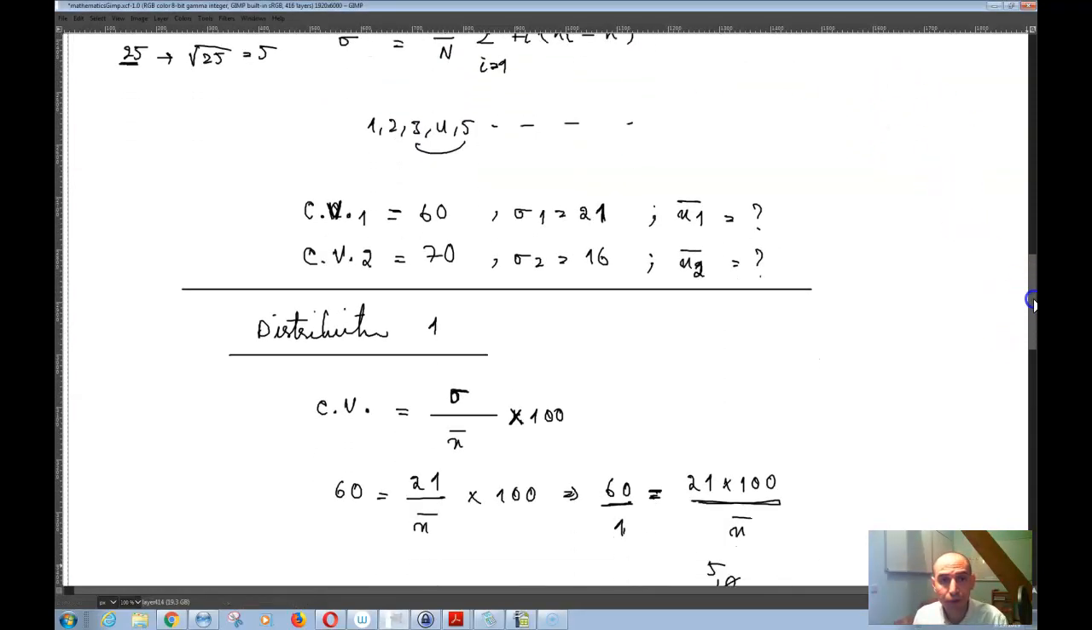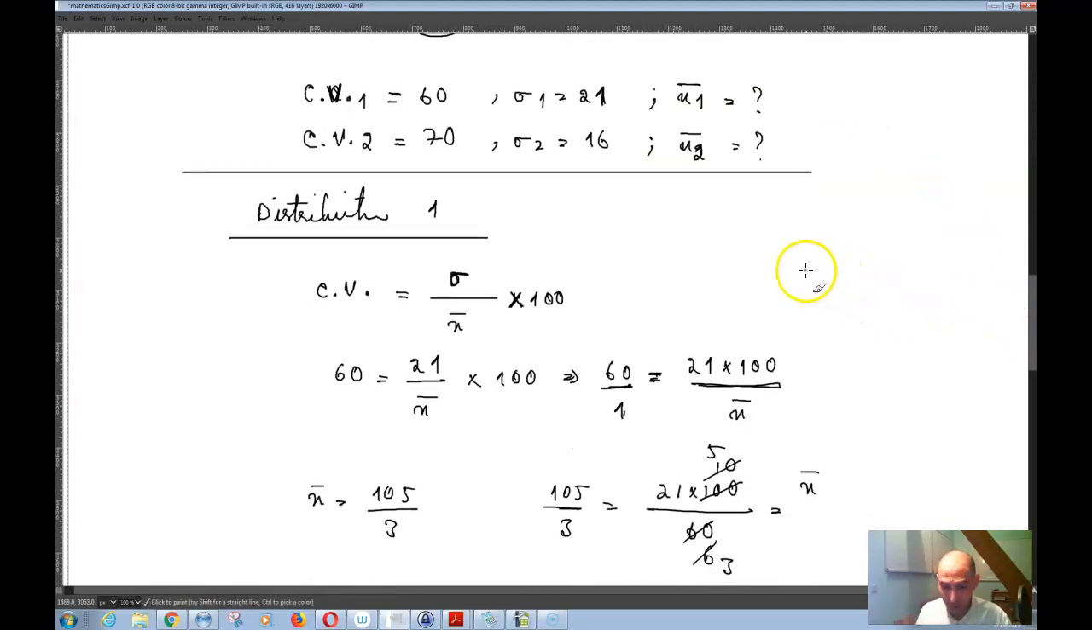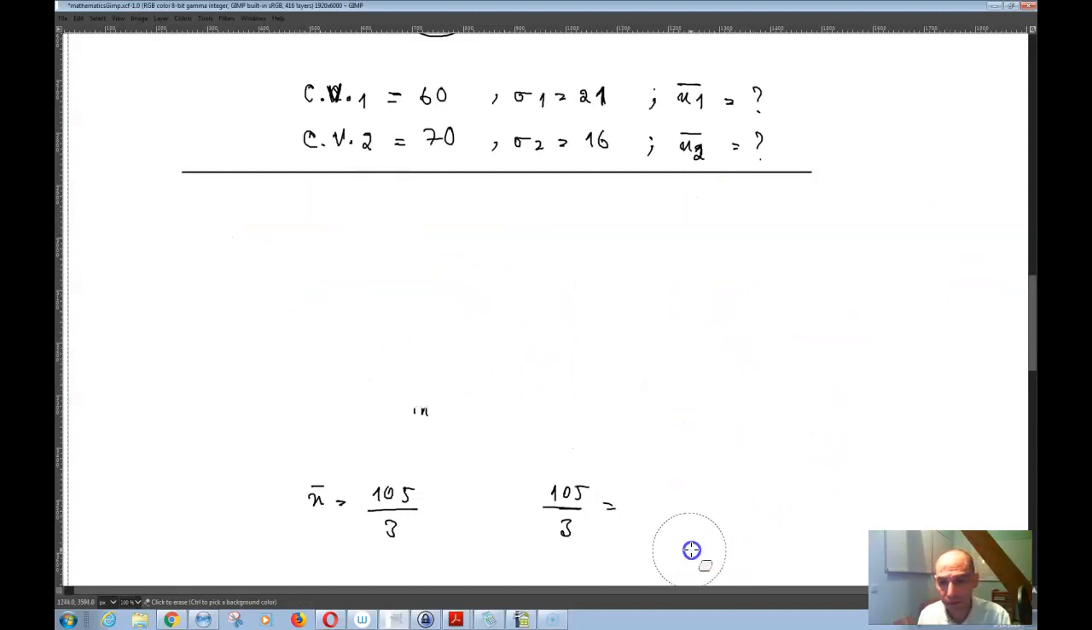Okay, so in order to find the arithmetic mean, there is something that I didn't say. I did make a wrong assumption, and I basically made some mistake, but that's not a problem. I can erase everything and just go back and do it again. So we have the coefficient of variation for the first distribution, and this data is for the second distribution. So over here, your coefficient of variation is 60, your standard deviation is 21, and you want to calculate x bar here.